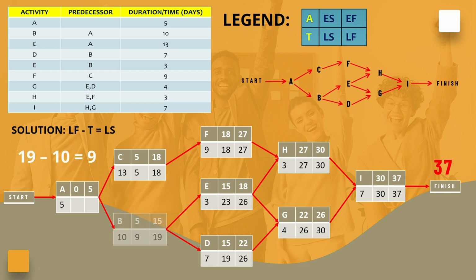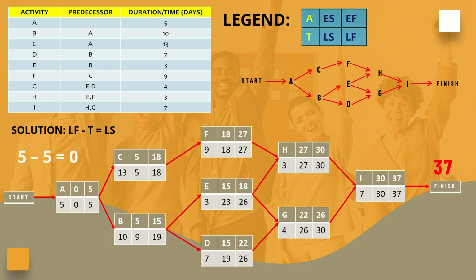For activity B, LF is set to the minimum LS of its successors, activities D and E, which are 19 and 23 respectively. LS is calculated by subtracting the duration of activity B, 10 weeks, from its LF. 19 minus 10 is equal to 9.